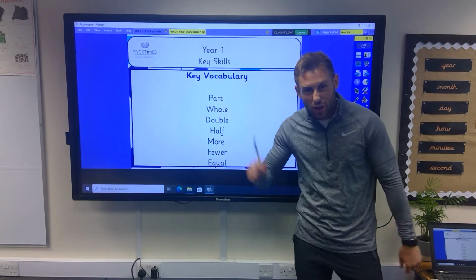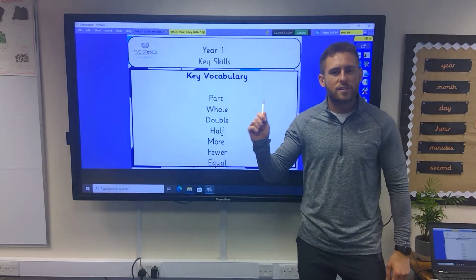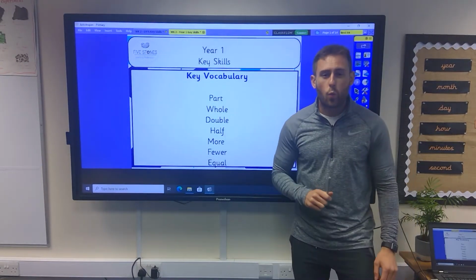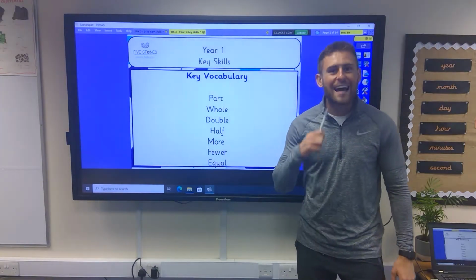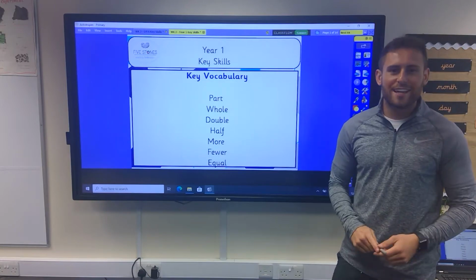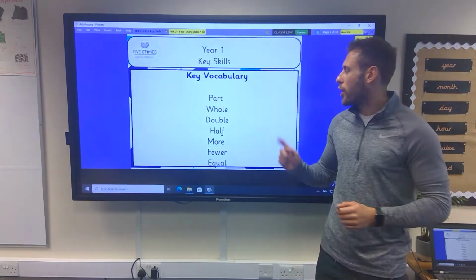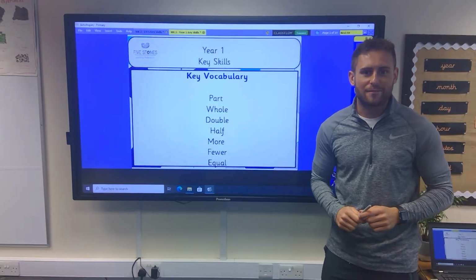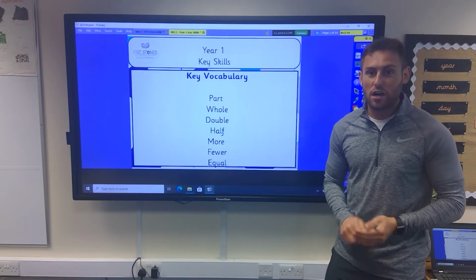To get us started, we've got that key vocabulary that we must get into our head, because once we know that key vocabulary, that helps us talk about the maths that we see. So when you're explaining to that person that you're sitting next to, these words could come in really, really handy. Are we ready? Let's take turns.